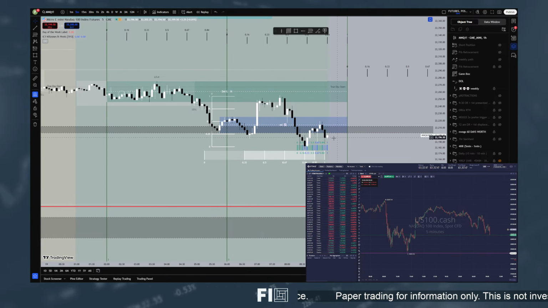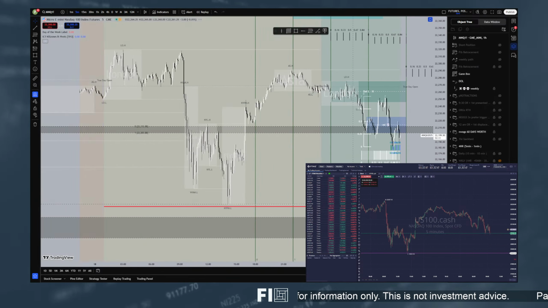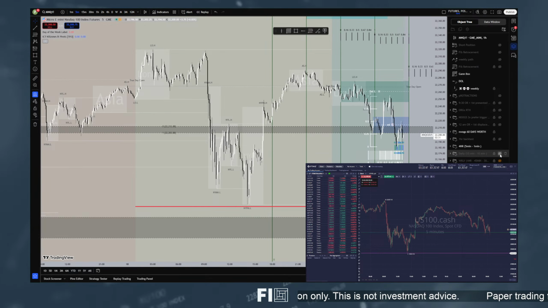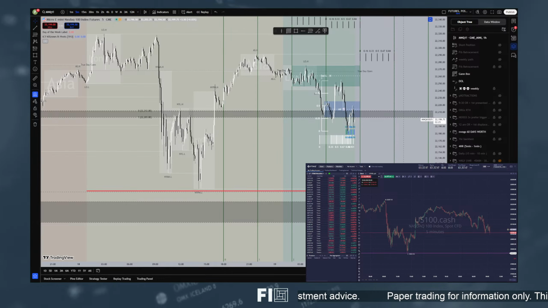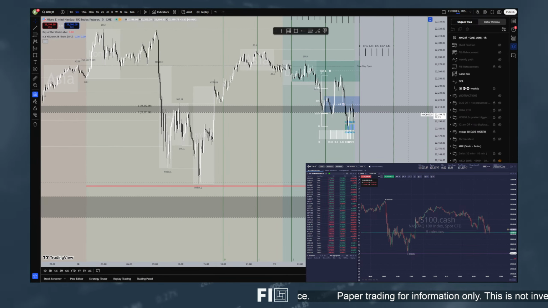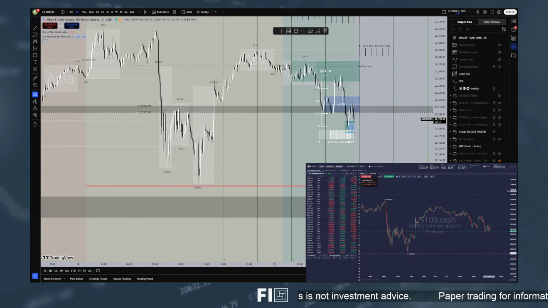But right now, my bias is we're going to head down lower to where this red line is. That's my objective right there, to where this sell side liquidity pool is. So if you're watching the stream, it'll be the 22,100 level. If you are in the US contract, that will be this level, 22,022. Yeah, that's where I'll be aiming.